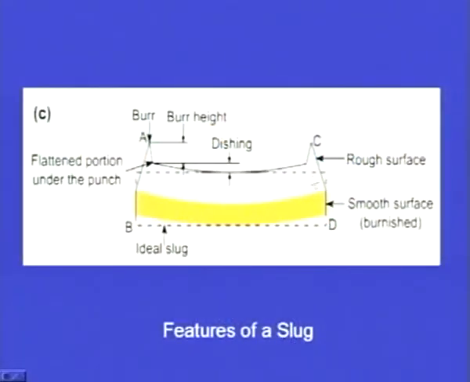This dotted portion is basically what was required, but this is what we actually get. So, the actual slug as well as the ideal slug is given here. This is the smooth surface, the burnished portion. Burnishing takes place when the metal rubs against the walls of the die. Then this is the rough surface formed because of the fracturing at A, B, C and D. So, this burr height has to be avoided. This is the portion formed after the shearing operation. These are some of the features of the slug. Then there is the flattened portion, which comes under direct contact with the punch.